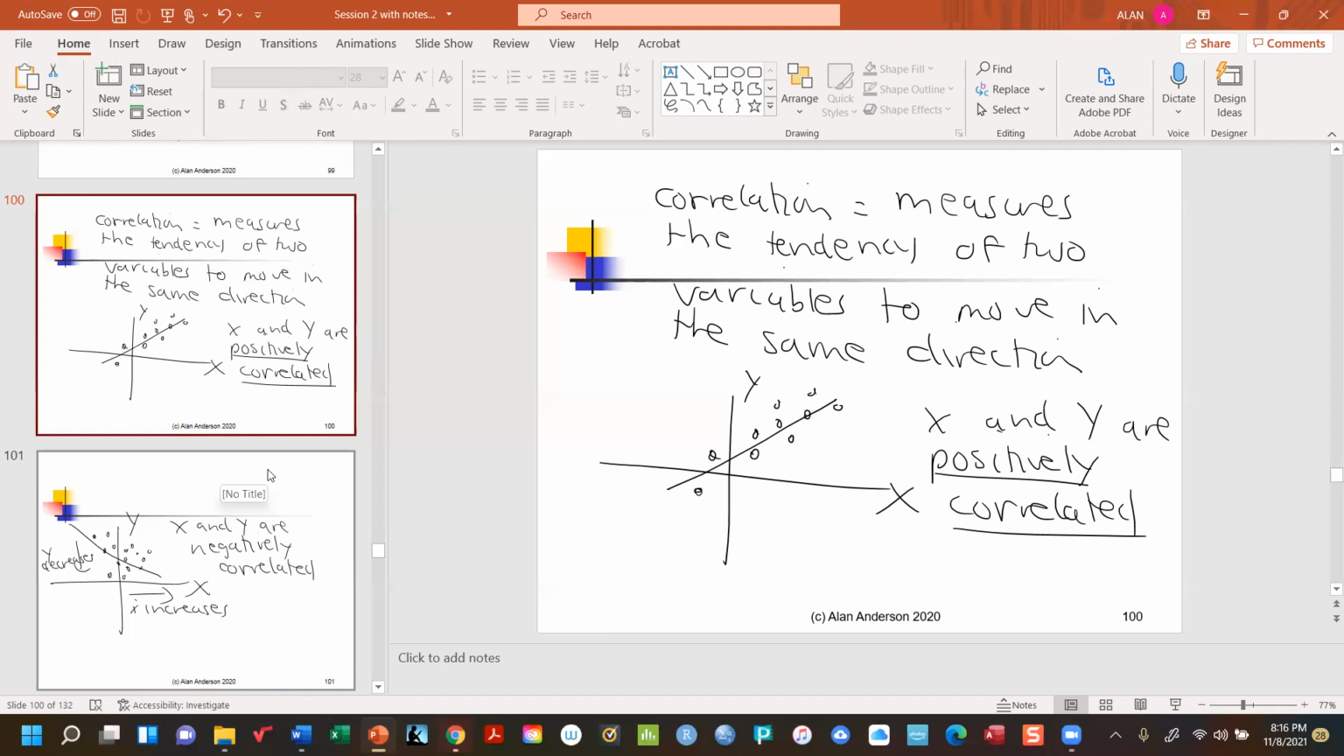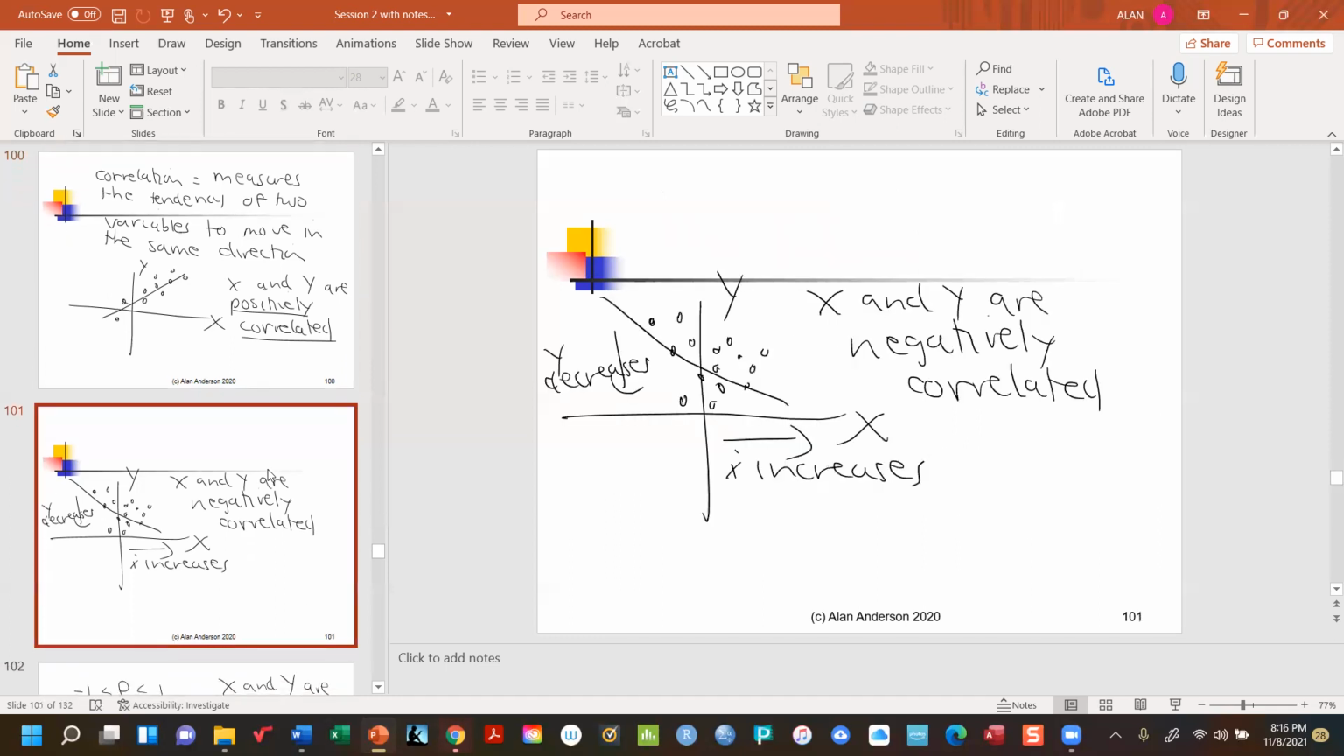On the other hand, what if there are 2 variables that tend to go in opposite directions? For example, profits and labor costs. As labor costs, or X, goes up, our profits tend to go down. And so we have a negative correlation between the 2 variables. When one goes up, there's a strong tendency for the other one to go down.